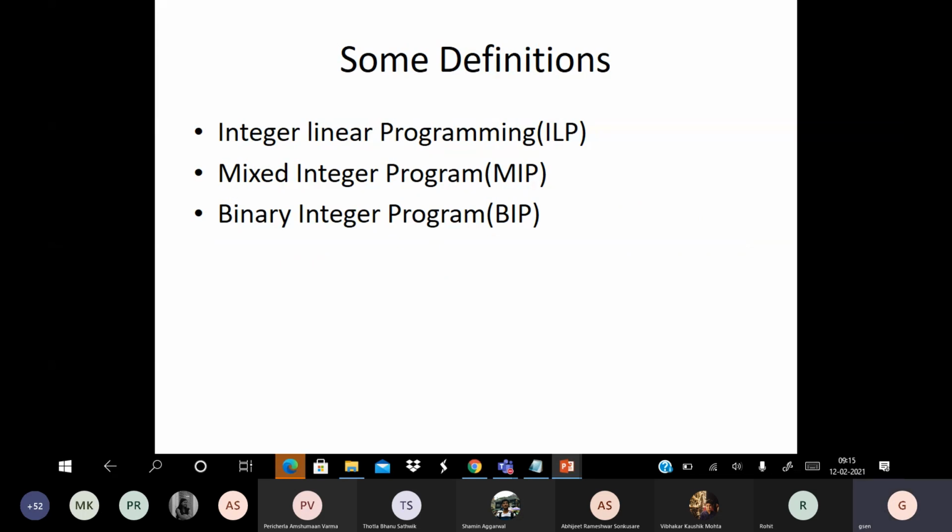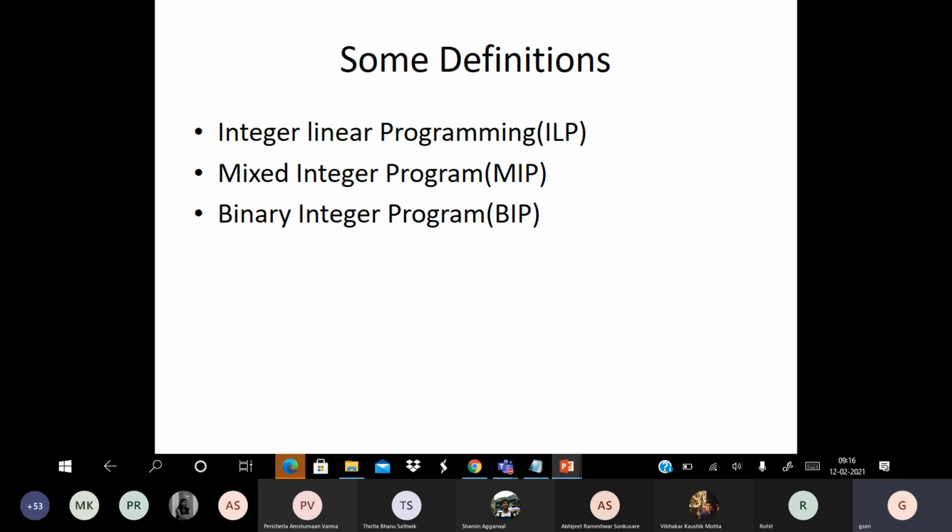Now, first is integer linear programming. We are now defining some terms. What is integer linear programming? You already know linear programming, where the objective and constraints are linear. When you have additional integer variables in the system, so that variables are restricted to take only integer values, we call it ILP. But your objective and constraints should be in linear equation form, then it is called ILP.